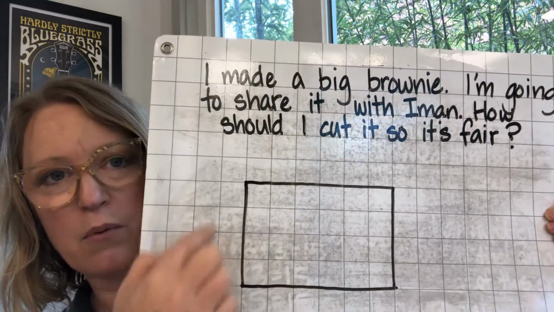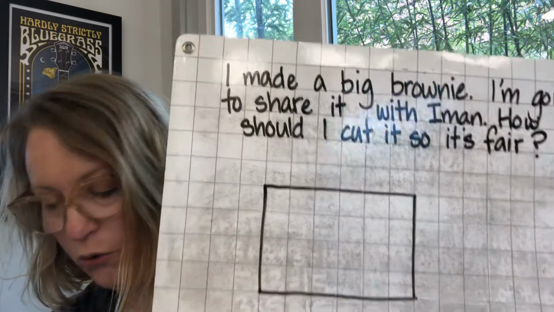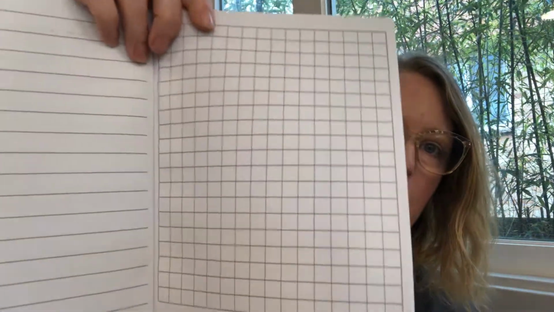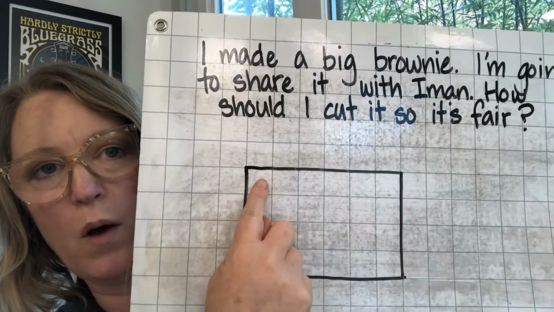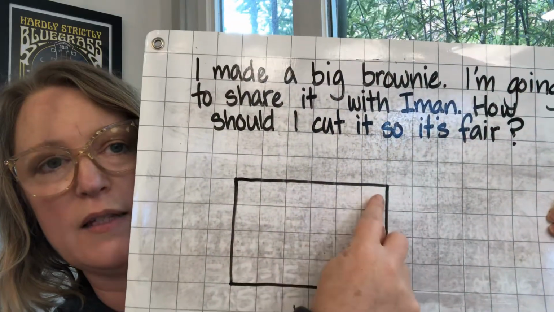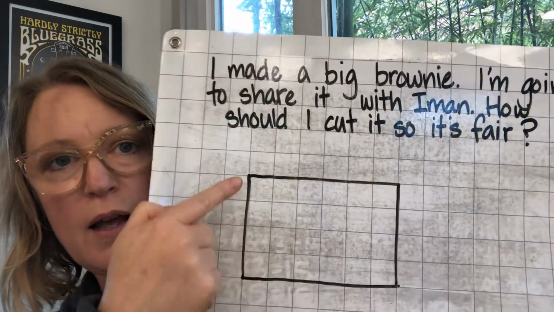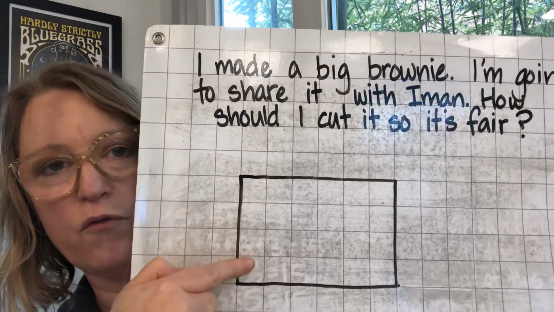So I'm using my grid whiteboard. You are going to be using your grid paper in your math journal. And I would like for you to right now draw a brownie that is 1, 2, 3, 4, 5, 6 squares across, and 1, 2, 3, 4 squares down. And draw that brownie in your journal. So if you need to, you might even pause the video to give yourself plenty of time to do that.